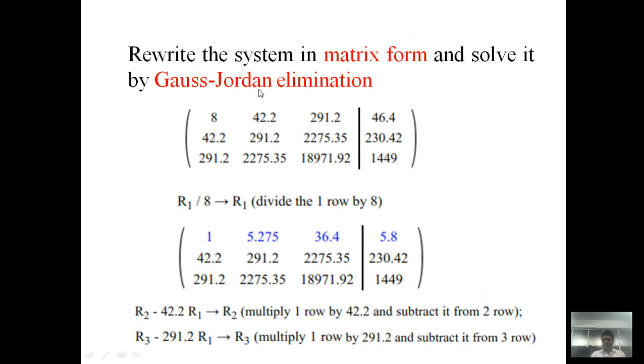Now the Gauss-Jordan method. Before applying Gauss-Jordan, we first apply Gauss elimination, that is, we obtain the row echelon form of the matrix. The basic strategy: first of all, we make the element A11 equal to 1. So divide the first row by 8. 8 by 8 is 1. 42.2 divided by 8 is approximately 5.2 something. Similarly, 291.2 divided by 8 is 36.4. And 46.4 divided by 8 is 5.8.